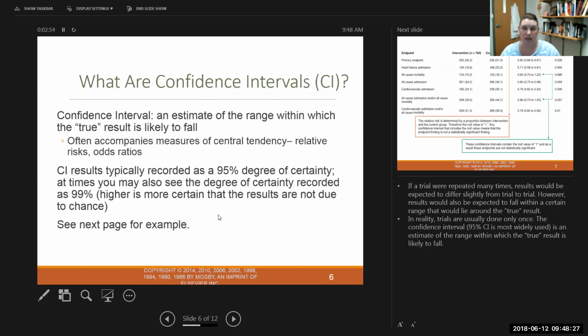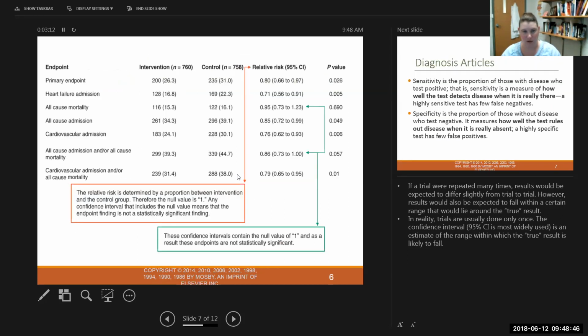Confidence intervals, again, this takes us back to statistics, is a range in which the true result is likely to fall. It's one of those measures of central tendency. And again, confidence intervals are usually recorded as a 95 percent level of certainty here.